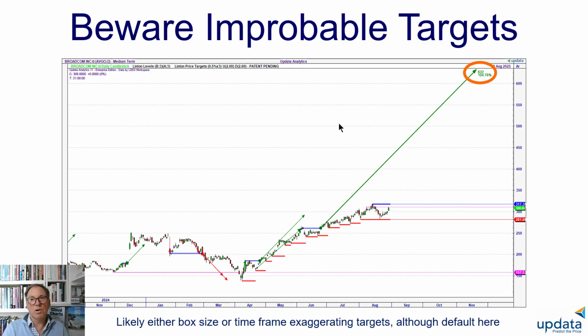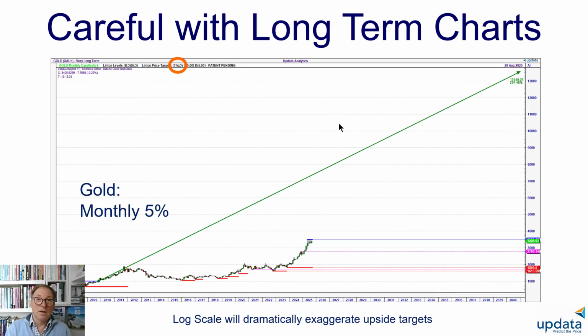Beware of improbable targets. This often happens on long-term charts where you had extreme buying thrusts. It doesn't mean to say that target can't be met, but I would want to look at other charts like the 60-minute chart or other targets, other box sizes even. Careful with long-term charts especially.